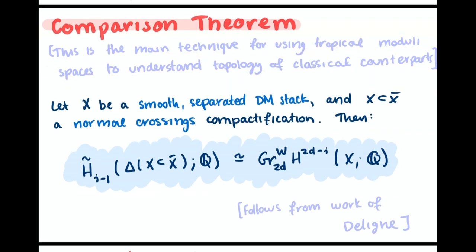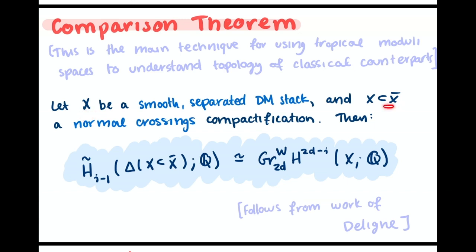Okay, so this is a scary formula. We're going to let X be a smooth separated Deligne-Mumford stack. In all the examples that I'm going to show in this talk, this will just be some moduli space that we're interested in.